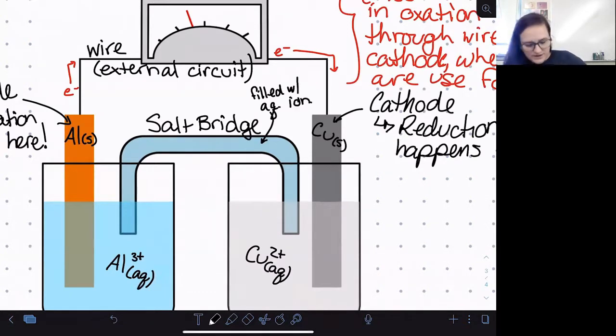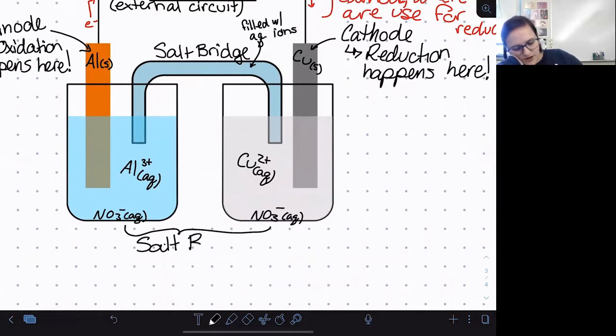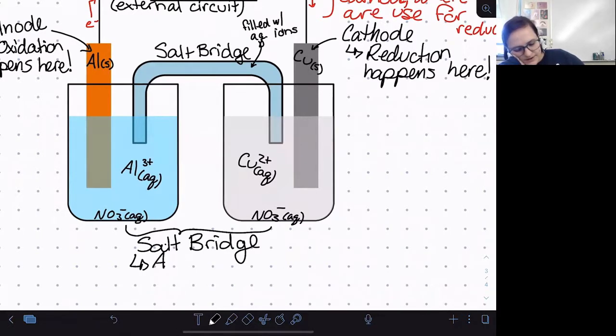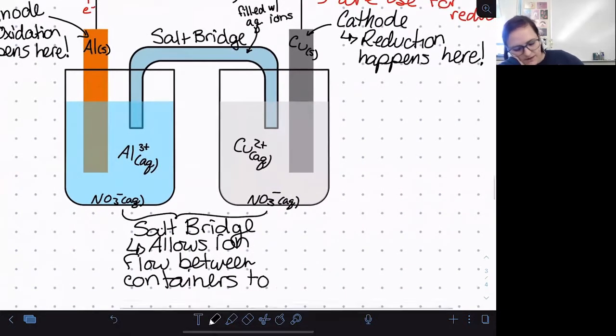Some kind of solution containing ions. And what the salt bridge does for us, the salt bridge is absolutely necessary in order to create a functioning cell, because this allows for ion flow between containers, which is the only way that we can maintain balance of charge.